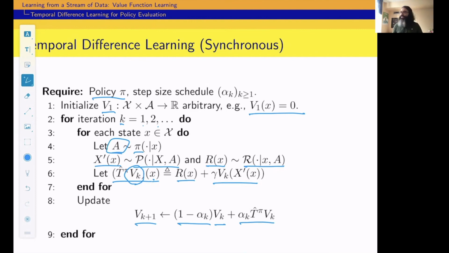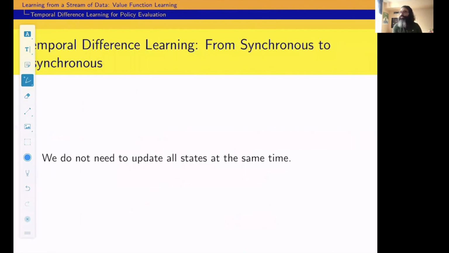So this is synchronous updates. I update all the states synchronously at the same time. But it uses these empirical estimates in order to compute a better estimate V_{k+1}. I call it temporal difference learning, the synchronous version of it. I haven't explained why it's temporal difference, but it probably becomes gradually more clear.